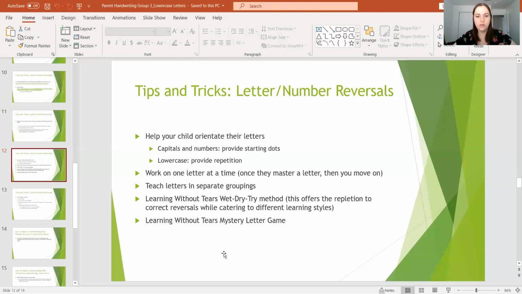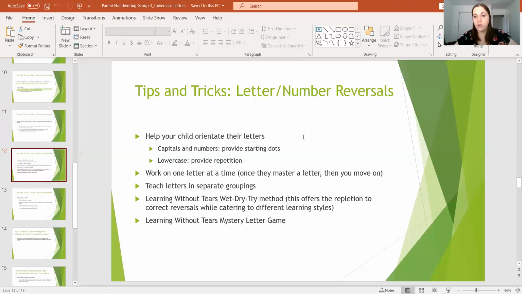So tips and tricks. We're going to move on to the actual strategies that you can use to help with letter reversals and numbers. You can help your child orient the letters. Back in our last group, when we talked about capitals and numbers as well, we can provide a starting dot. Our capitals and our numbers have very easy starting dots. They always start at the top. They start either in that top left corner or in the center. So we can group them that way.